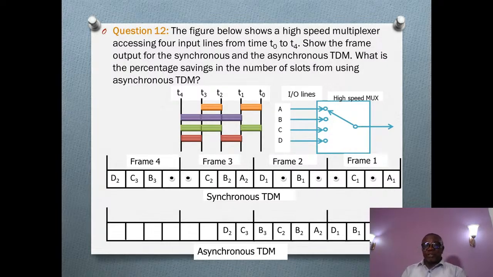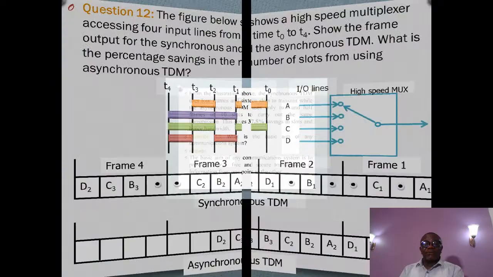So it does the same thing for frame 2. By the time it gets to half of frame 3, it has covered all the input lines A to D that has something to transmit. So you can see that it's now using 2.5 frames to transmit what the synchronous is using 4 frames to transmit. So we say that it is having a service of this number of slots, or 1.5 frames.